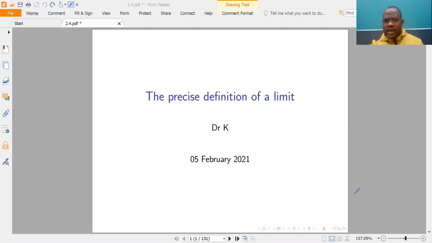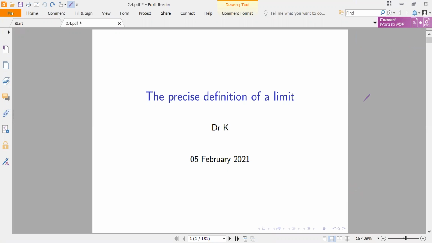I'm going to switch off my camera here because I want you to concentrate and not on this beautiful face of mine. I know I'm very, very handsome, but today it's about the class. We're going to talk about the precise definition of a limit, so if you don't mind, I'm just going to switch off myself so that we can jump into this. Okay, let's go.